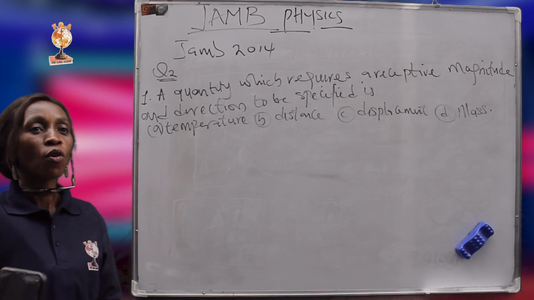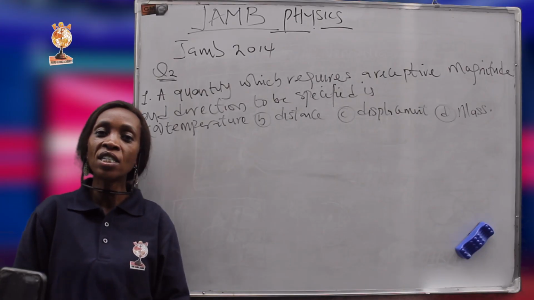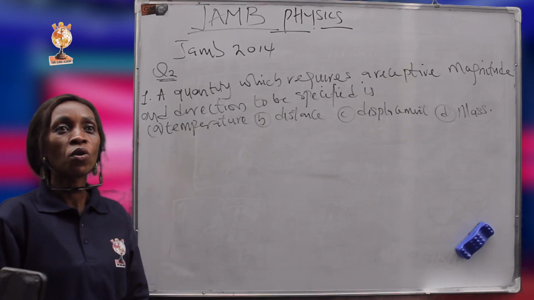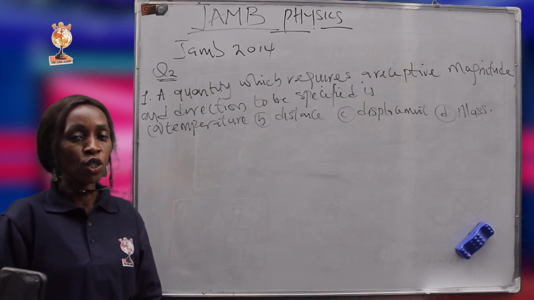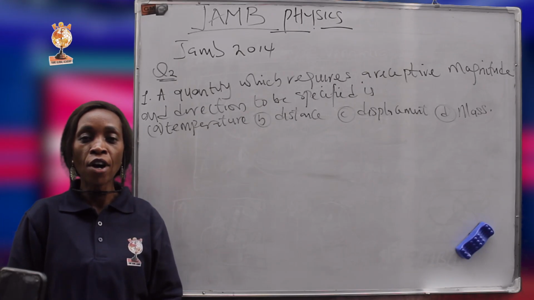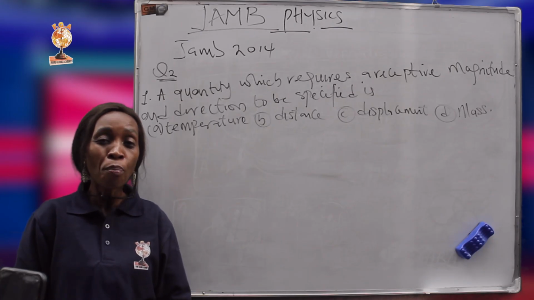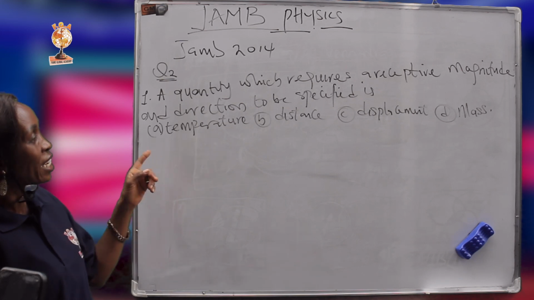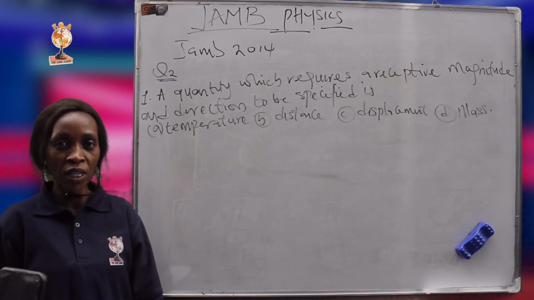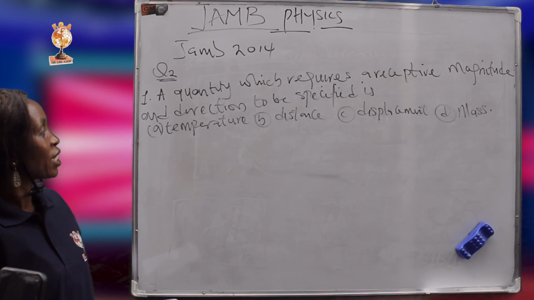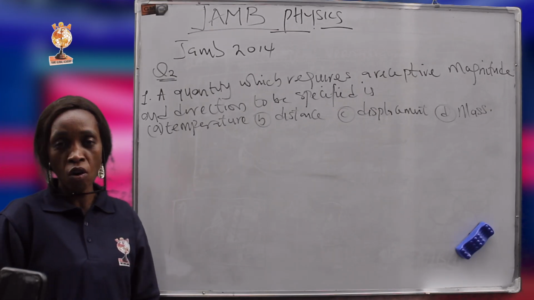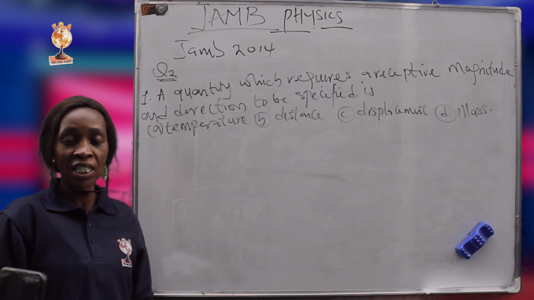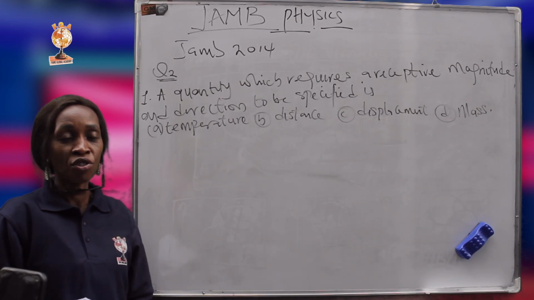Remember, we have scalar quantities and vector quantities. Scalar quantities are quantities that have magnitude, but they do not have direction, while vector quantities are quantities that have both magnitude and direction. And not just direction, but a specified direction. So if you are saying temperature, it is wrong. Temperature is a scalar quantity. It has magnitude, it does not have direction.